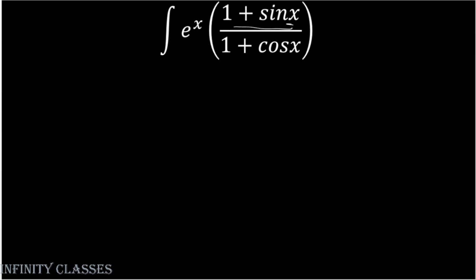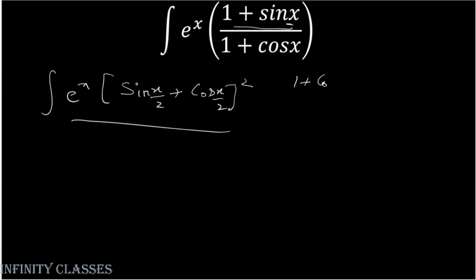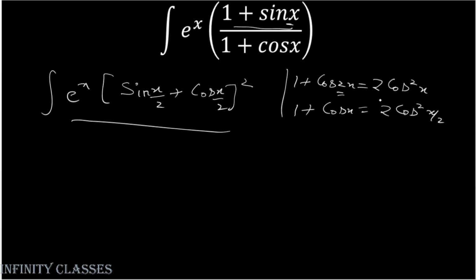So we will replace 1 plus sin x with our derivation. This one is e^x, and we will write this as (sin x by 2 plus cos x by 2) whole square. And as we know, 1 plus cos 2x equals 2 cos square x. In this case, the 2 is missing, so we write this formula as 1 plus cos x equals 2 cos square x by 2. So we replace 1 plus cos x with 2 cos square x by 2.